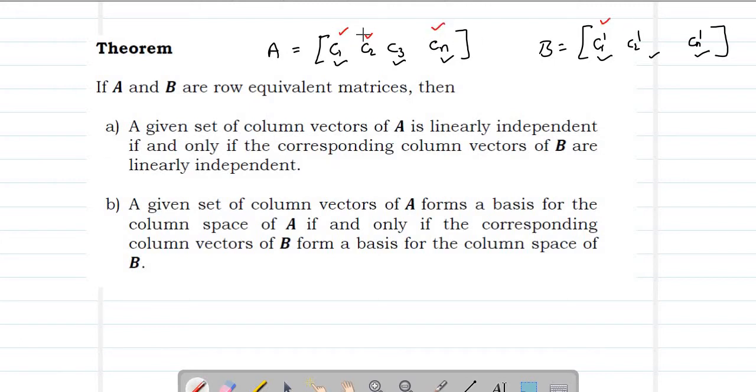Similarly, the first, second column and third column give the basis of the column space of A. Then definitely if A and B are row equivalent, the first, second and the nth column should give me the basis of the column space of B. But remember one thing, the column space of A may be different from the column space of B. We are not saying that those two are equal. But even though they are not equal, what I can say is, if the first two columns form a basis of A here, then definitely the first two columns in B form a basis of the column space of B. That's what it says.